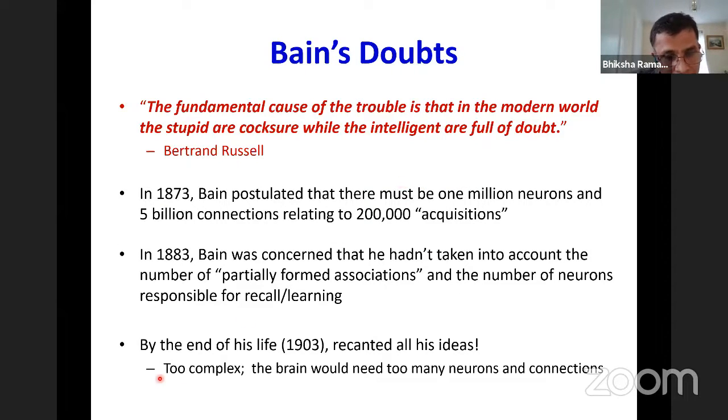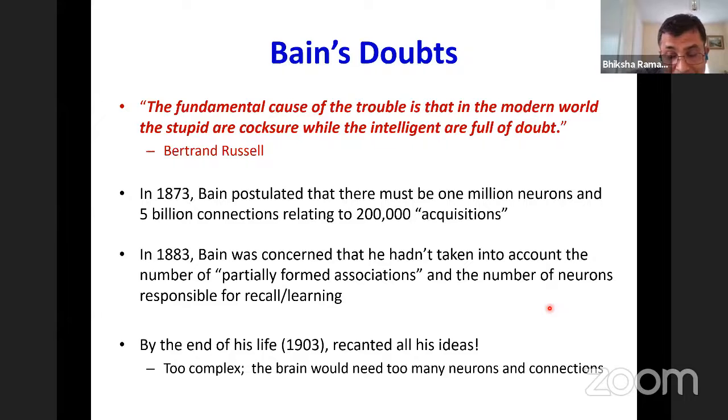So eventually, by the end of his life in 1903, he figured that he was wrong. He just agreed with all of his critics and recanted his ideas and apologized so much for having these ideas. He said it's too complex, the brain will need too many neurons and too many connections for this to work. He was wrong in thinking he was wrong. A brain is much larger than he thought.